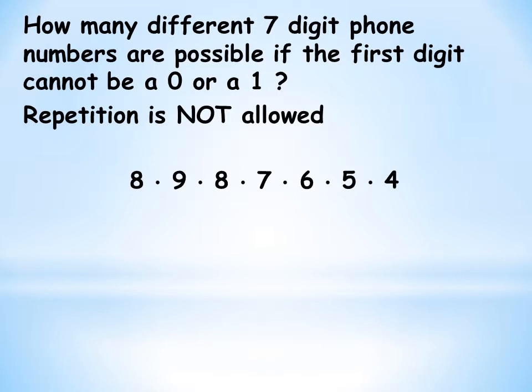For the third number, if this was a 5 and this was a 3, then this can't be a 5 or a 3, so now I only have 8 numbers to choose from, and so on and so forth. Multiply those together, I have 483,840 different possibilities.